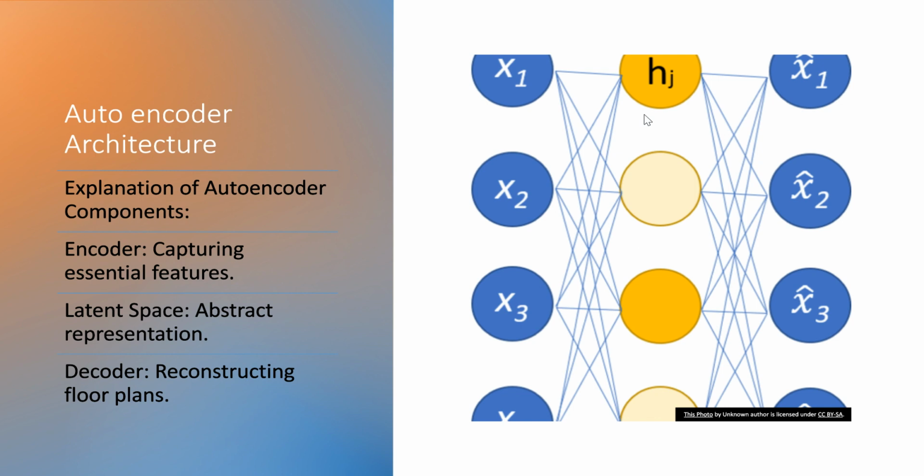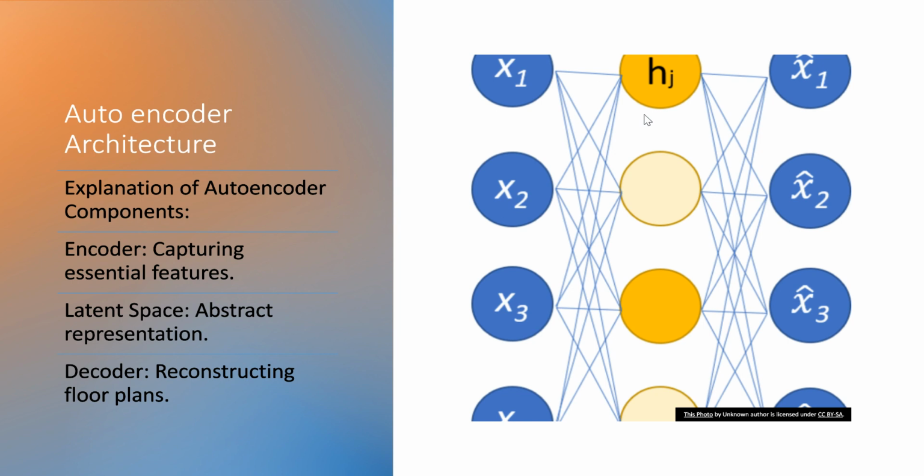Latent space. The latent space serves as a compressed and abstract representation of the input floor plans. It's a low-dimensional space where the critical features are encoded. The richness of this latent space is what allows our model to understand the unique aspects of different architectural styles. Decoder. On the other side, we have the decoder. The decoder takes the information from the latent space and reconstructs an output that ideally matches the original input. It's like our model's way of saying, let me show you what the floor plan should look like based on the essential features I have learned.